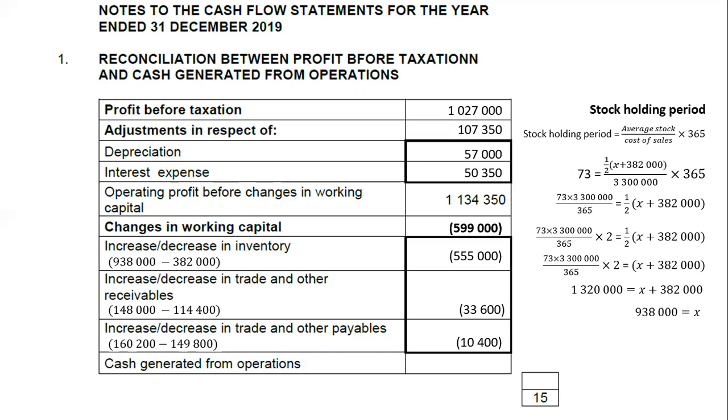You add everything here, and it will simply give you your changes in working capital of 599,000. 1,134,350 minus 599,000 will simply give us cash generated from operations of 535,350.